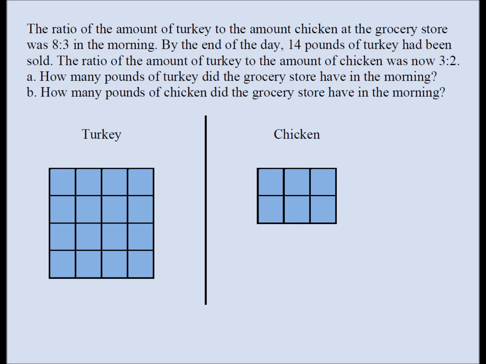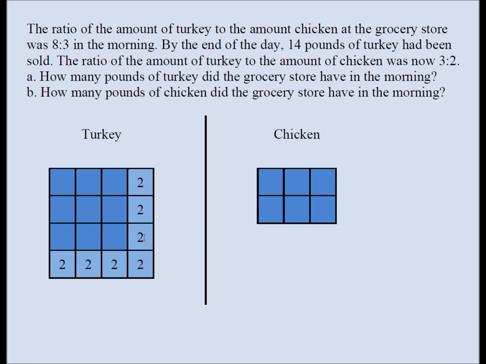So what I'm going to do, this is really what they were left with. The darker shade of blue shows how much turkey they were left with. After they sold all this, this is how much chicken they were left with. We just discussed that each square should be worth 2. Now take a look at it.